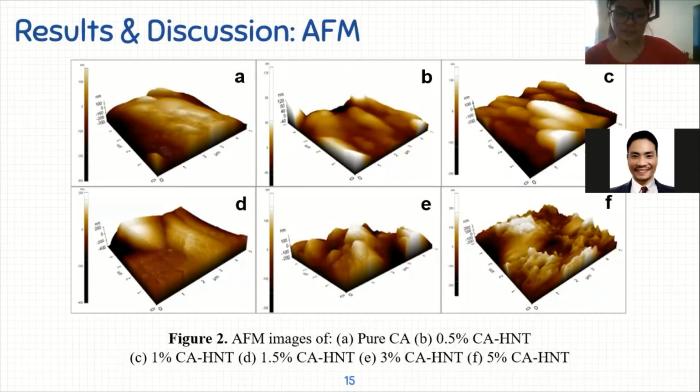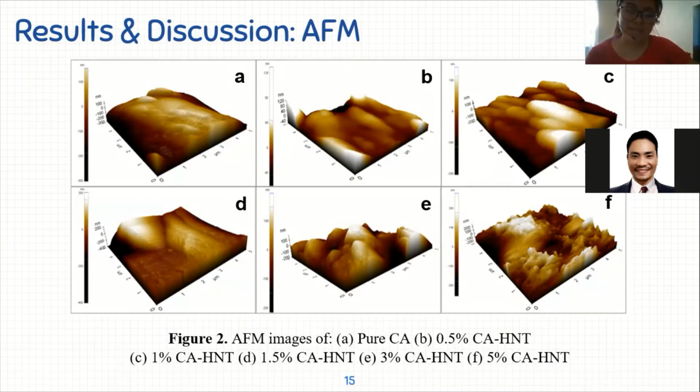For the AFM images, let's first look at sample A here, which is pure CA. Pure CA is not completely smooth if you look at it in itself, if you don't compare it to the other membranes. But for the sake of context, comparing it to all the other nanocomposite membranes, it is relatively the smoothest. If you look closely at the peaks, when I say peaks, those are the white regions and valleys are the darker regions.